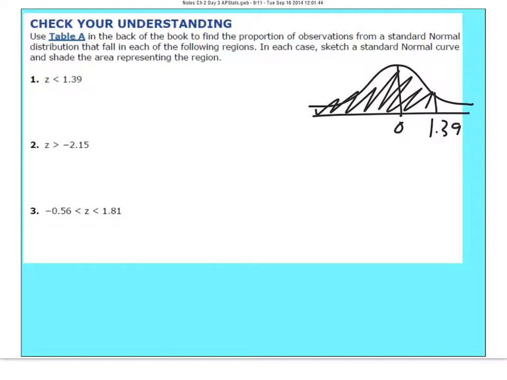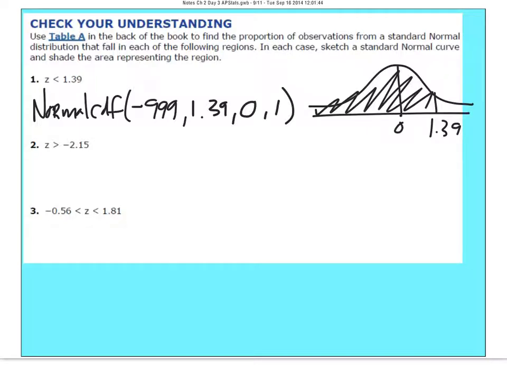Now, to type that in your calculator, I'm going to go to normal CDF. Then I'm going to type the lower bound and the upper bound. Now, this is a continuous curve, so the lower bound on this technically goes to negative infinity. Type in just a really big negative number. I always like to do just like negative 999, something like that. It doesn't really matter what this number is as long as it's a large enough negative number. And then our upper bound is 1.39, the mean is 0, standard deviation is 1. You would hit enter and get the actual answer on this.